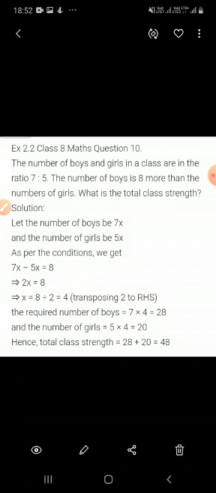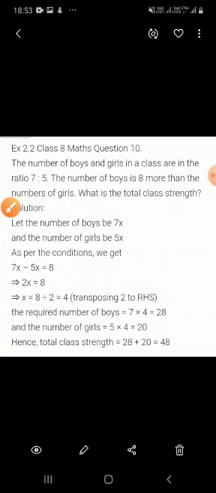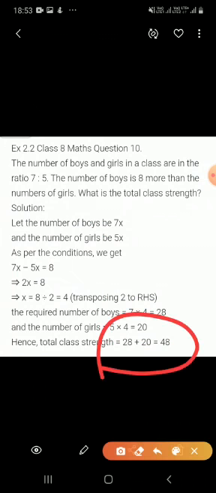But what are they asking? They are asking the total class strength. Total class strength means number of boys plus number of girls. Now the number of boys was 7x, so 7 into 4 is 28, and the number of girls we assumed 5x, so 5 into 4 is 20. Total strength is being asked, so these numbers need to be added. 28 plus 20 gives you the answer 48. Hope it is clear to you.